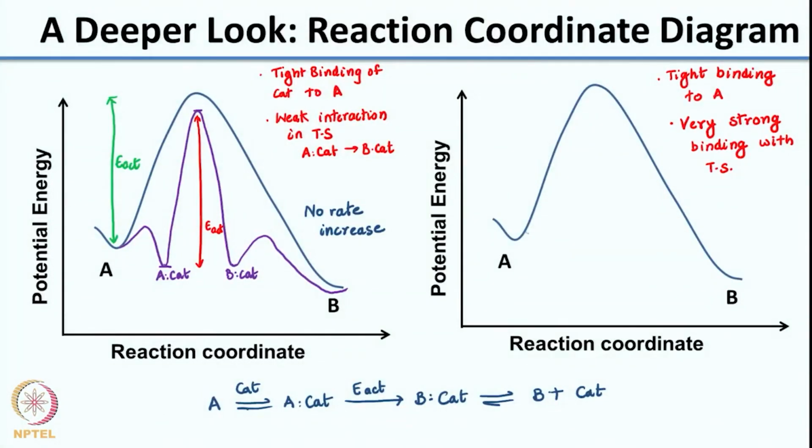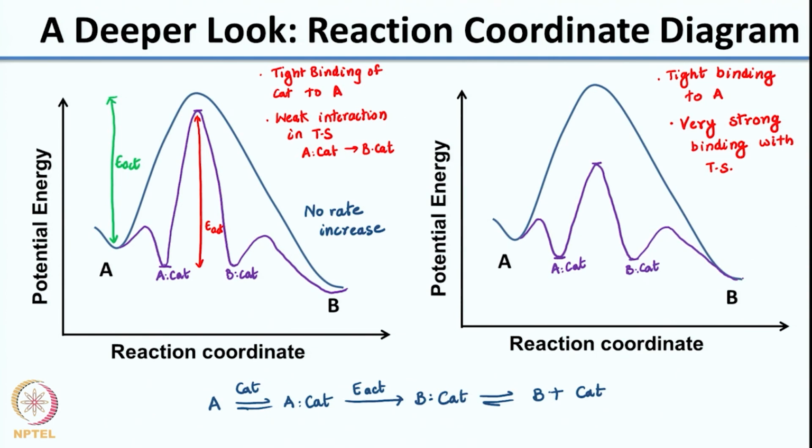Alright, so let us see. So, in this case you have a tight binding, so you have this as the A catalyst complex, and you have a very strong binding with the transition state. So, it indicates a large stabilization of the transition state. So, now when I draw this process, it will look something like this. I have B cat and this finally goes to the product P.